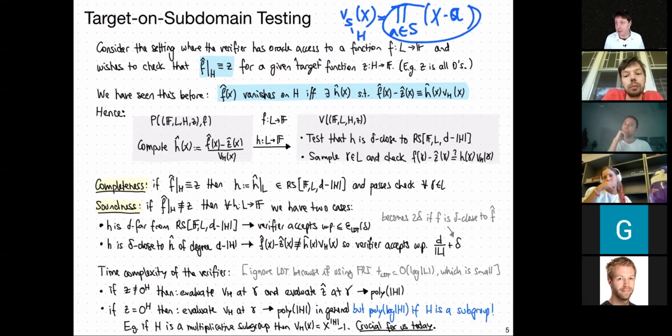We'll see that in the next slide. Any questions about how the target and subdomain testing works? And of course, I hope the name makes sense. We have a target on a subdomain that we want to test, so that's why we're calling it that. Let me pause for a moment and make sure that things are clear. Okay, I don't see other questions, so let's continue.